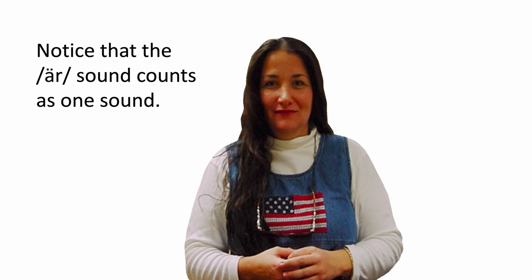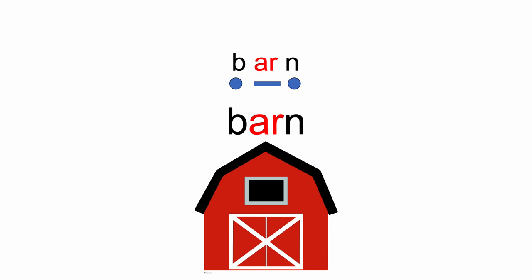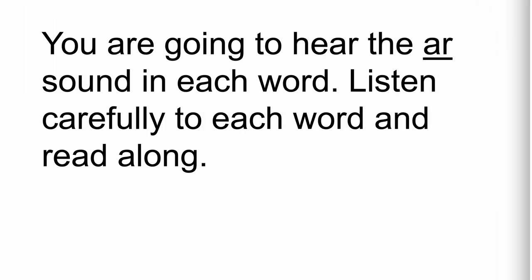Notice that the AR counts as one sound. Notice how the AR is underlined for readers to indicate that it is a digraph, two letters that represent one sound. The period or dot is an individual sound too, of a consonant. Arm. Barn. B-AR-N. AR makes one sound. You're going to hear the AR sound in each word. Listen carefully to each word and read along.